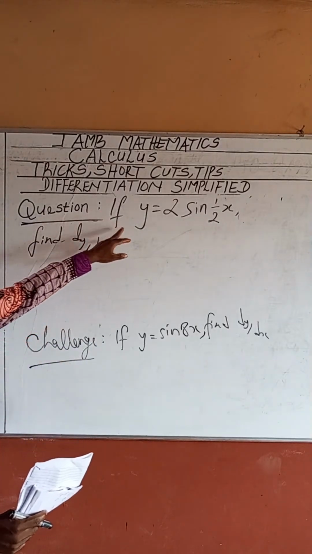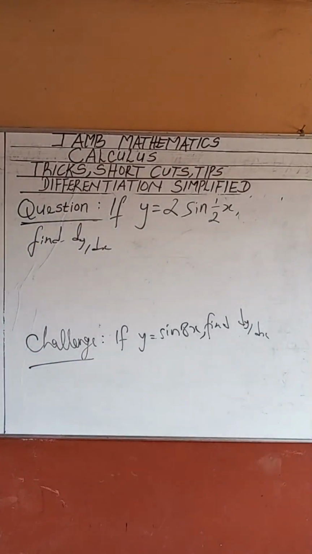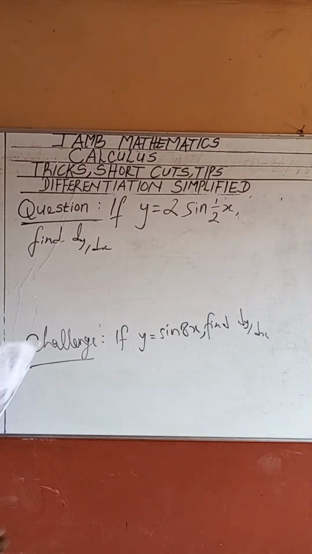Knowing fully well that y equals 2 sine 8x. This kind of question may come in different forms. I don't know if you have gotten the answer for the challenge. Do we have the answer? I think it is 8 cos 8x.